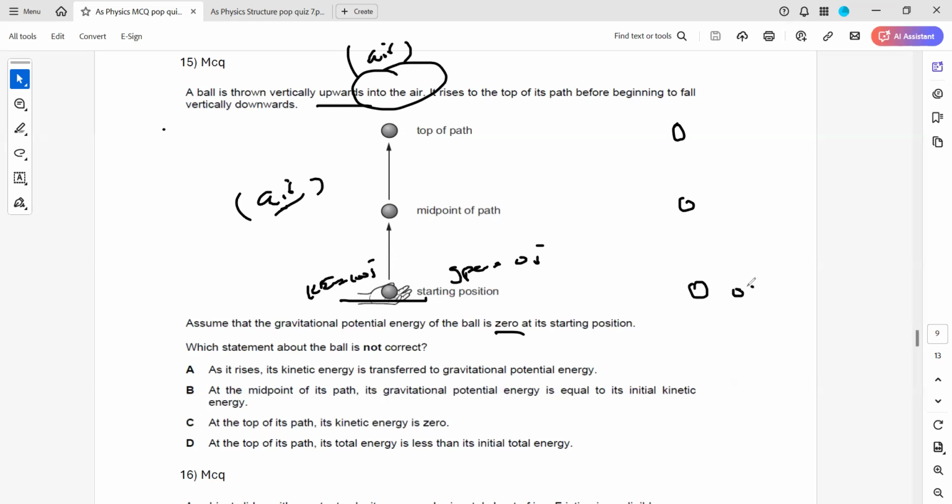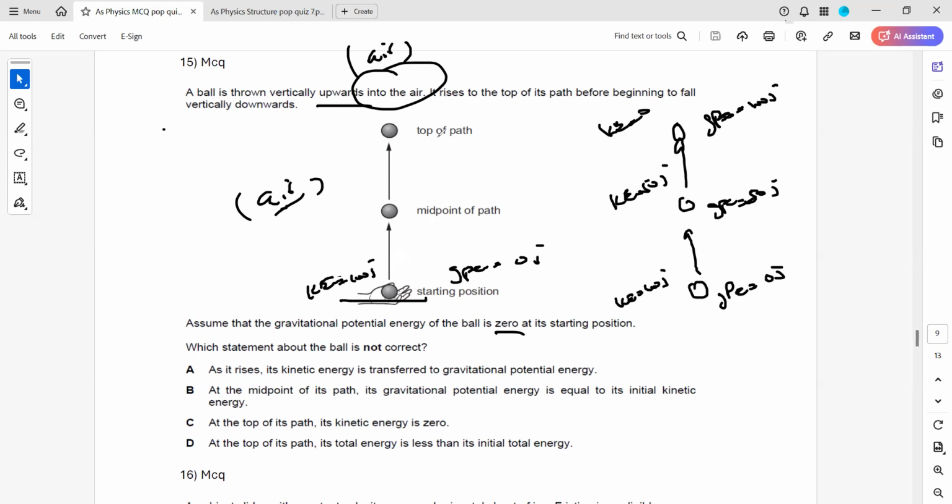If the gravitational potential energy was 0 here and the kinetic energy was 100, at the midpoint the kinetic energy will be 50 and the GPE will be 50. But at the top, the gravitational potential energy will be 100 and the kinetic energy will be 0 without air.